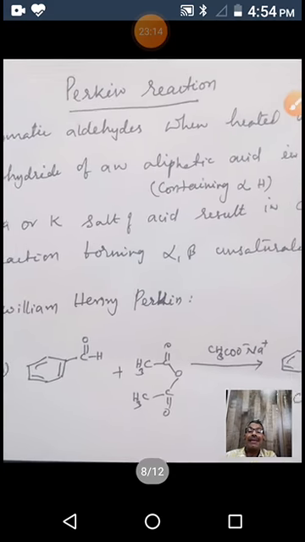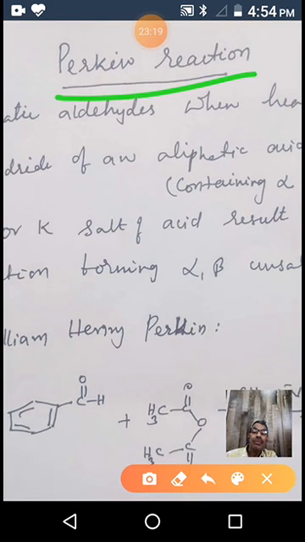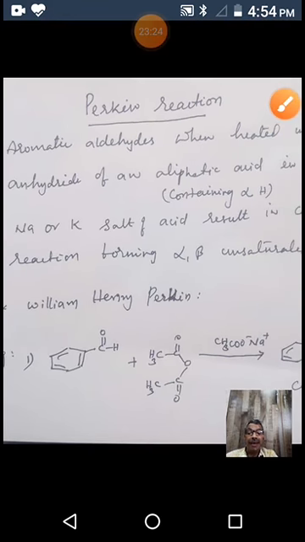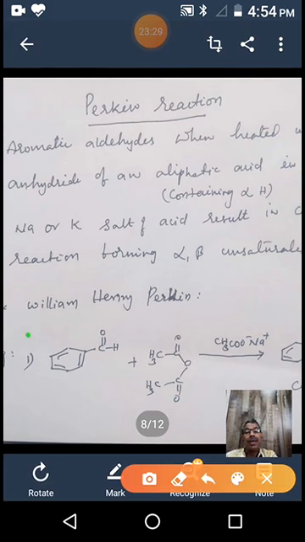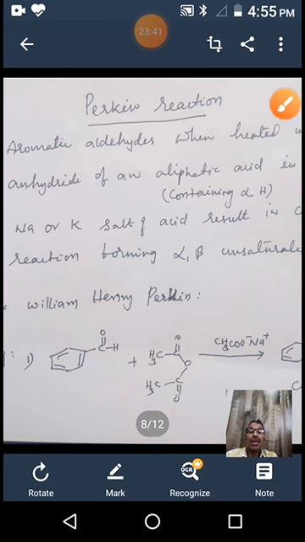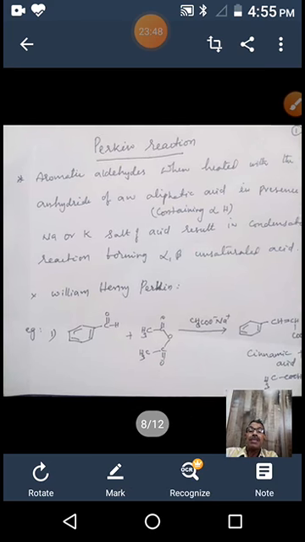So we'll go to the next reaction. It's the Perkin reaction. This reaction is named after a scientist, William Henry Perkin, who developed this reaction. That's why it is called the Perkin reaction, after the name of the scientist. So what is the Perkin reaction? What is the mechanism? We'll discuss step by step.